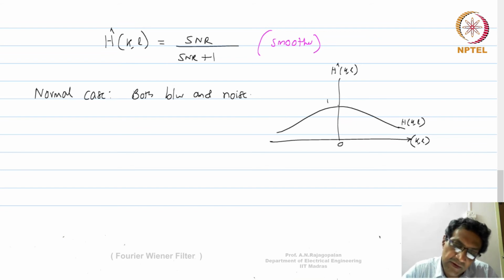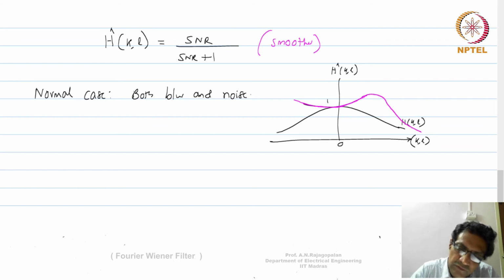Now, at lower frequencies, it will behave more like an inverse filter because it knows that at lower frequencies, it can afford to actually invert the blur. Therefore, it goes like that at lower frequencies, because that's how it is supposed to behave. And at higher frequencies, it begins to act like a smoother because it knows that beyond a point, behaving like an inverse filter doesn't make sense, because then it will amplify noise. Therefore, beyond a point, it will start to reduce the gain.